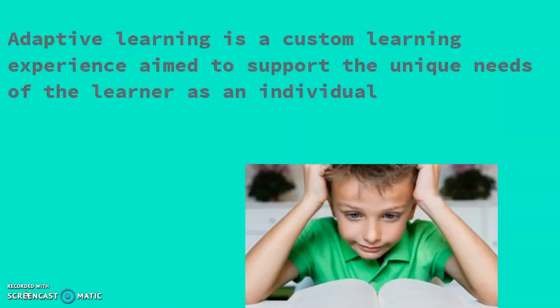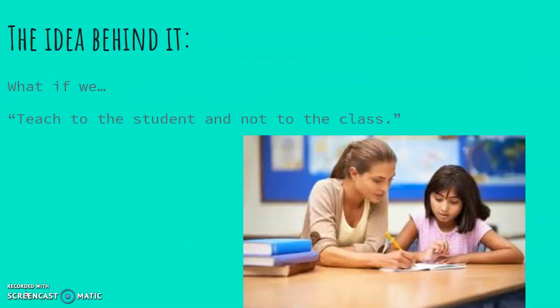What is adaptive learning? Adaptive learning is custom learning experiences aimed to support unique needs of the learner as an individual. So we're aiming toward the individual, specifically their strengths and their weaknesses. And when we aim to teach the individuals, we aim to help the whole class, but just individually instead of as a whole. So the idea behind it, teach to the student and not to the class. So you're focusing one kid at a time.